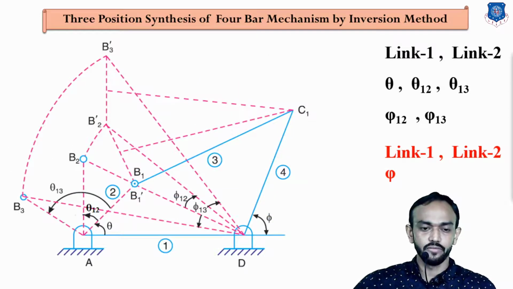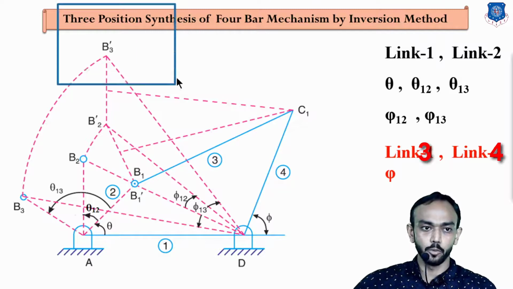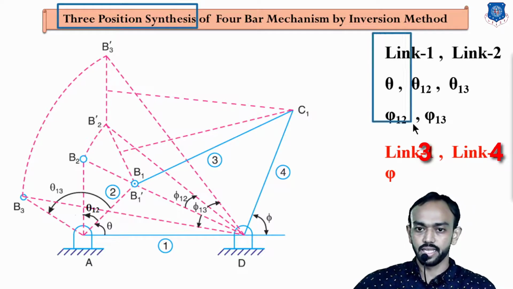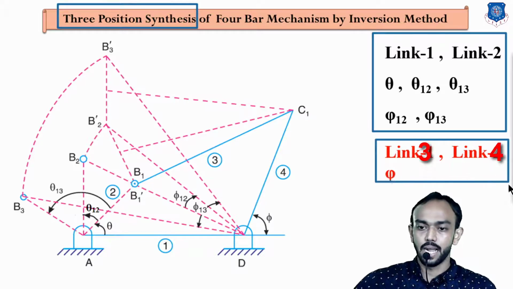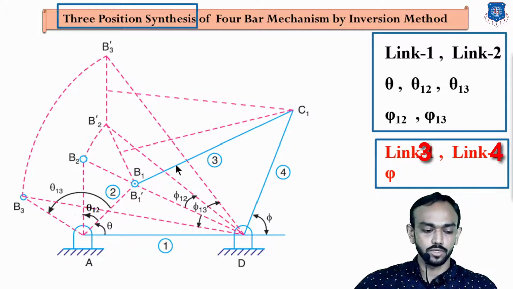This is the figure we are going to obtain to find this data, and I am going to show you how we can make this 3 position synthesis. First of all, always remember that this is the given data: link number 1, link number 2, theta 1 2, theta 1 3, phi 1 2, phi 1 3. We have this data and we will find the rest using this method.